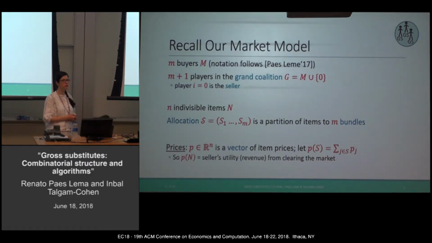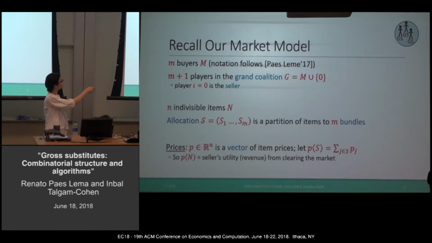Now I want to remind you of our model. So here's our market model. We have M buyers. Sorry for those who are used to using N for the number of buyers; we're following a survey of Renato. And then I'm going to use notation G for the grand coalition, by which I mean the M buyers plus the seller. So player 0 is going to be the seller.